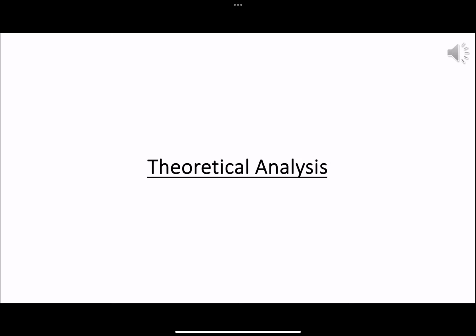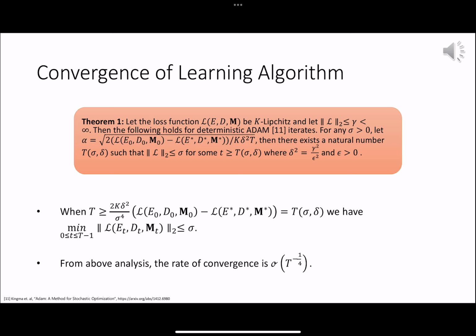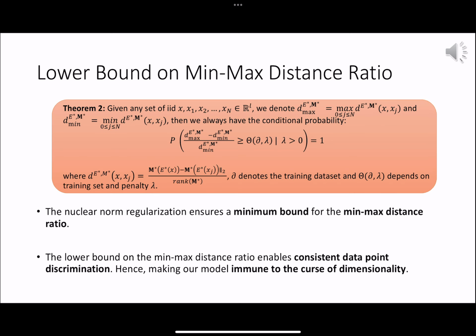Now, we will move on to the theoretical analysis of our model. We include convergence analysis and also demonstrate that even if latent spaces are high-dimensional, say 2048-dimensional, our model does not suffer from the curse of dimensionality. We establish that our learning algorithm, when used with the Adam optimizer, converges at a rate of big O of T to the power minus 0.25. While this rate is somewhat slower compared to SGD, improving it presents an opportunity for future work. In this slide, we address the issue of the curse of dimensionality.